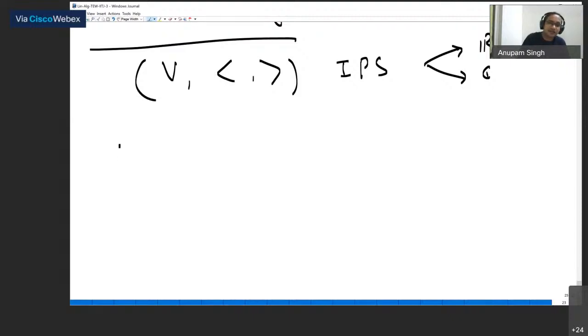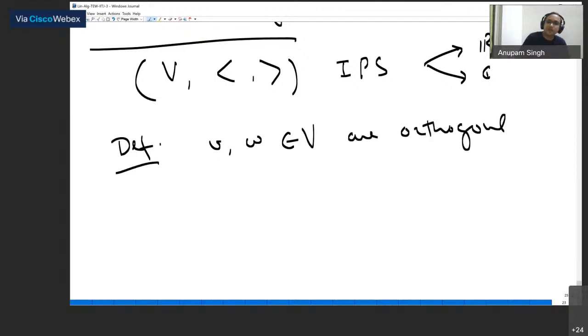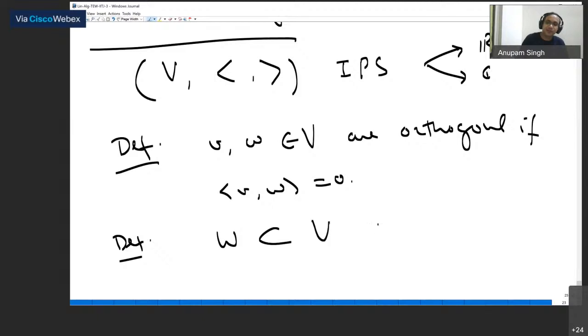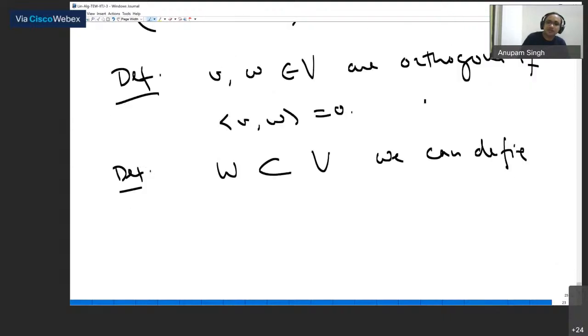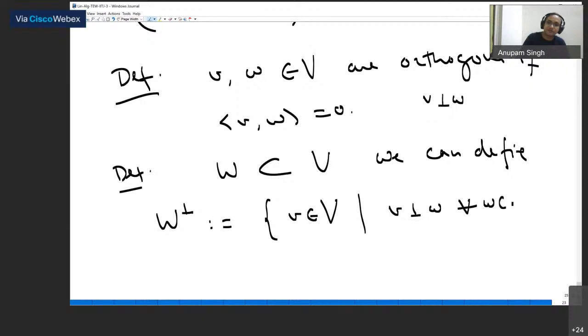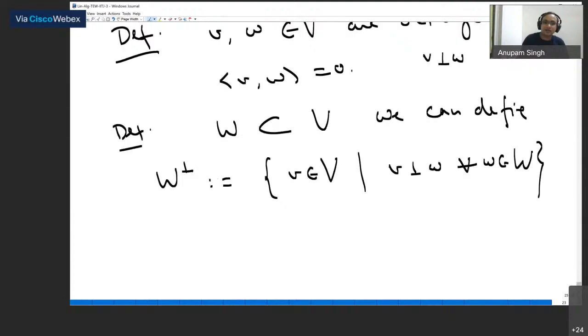So the first thing we can define here: we say that two vectors v and w are orthogonal if the inner product of v and w is 0. Similarly, if I have W a subspace of V, we can define the perpendicular of W. Sometimes the notation V perpendicular to W is also used. The perpendicular of W is defined as the set of all vectors v in V which are perpendicular to every element w of W.